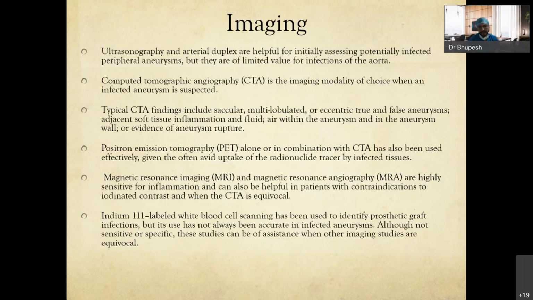Then we can combine CTA with the PET scan, in which the infected aneurysm can show us avid uptake of radionuclide by the infected tissue. If CTA is contraindicated, for example the patient has an iodinated contrast allergy, then we can go for MRI or MRA. Then there's one more: Indium-111 labeled white blood cell scanning, which has been used to identify prosthetic graft infection, but its use has not always been accurate in infective aneurysm. Although not sensitive or specific, these studies can be of assistance when other imaging studies are equivocal.